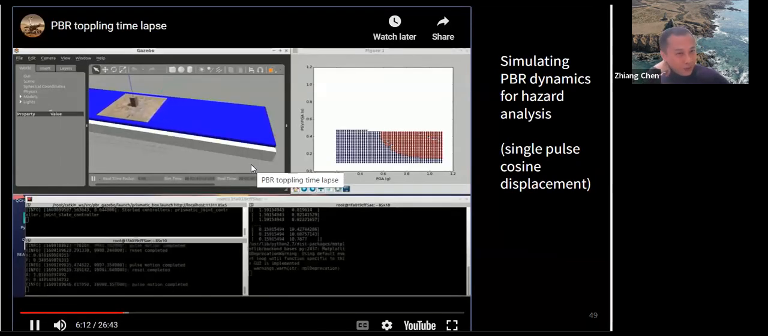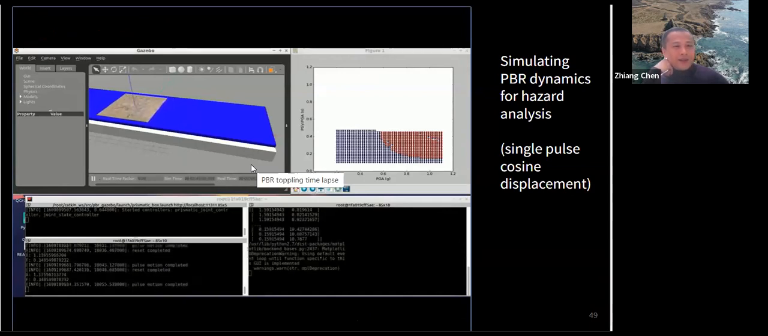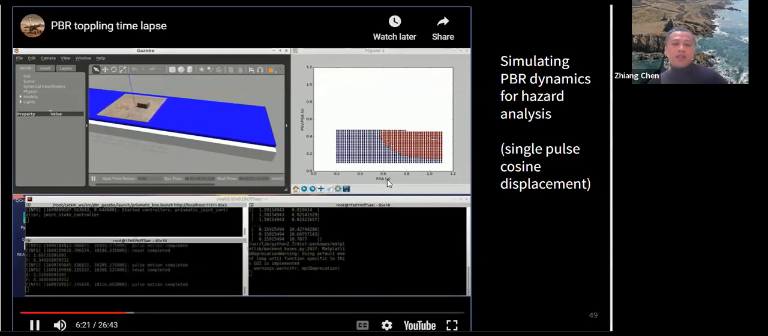So you can see we have a PBR here, and we are conducting the overturning experiment. Given one peak ground acceleration and peak ground velocity, so those are ground motion parameters, and we will see the recorded overturning response of a PBR.